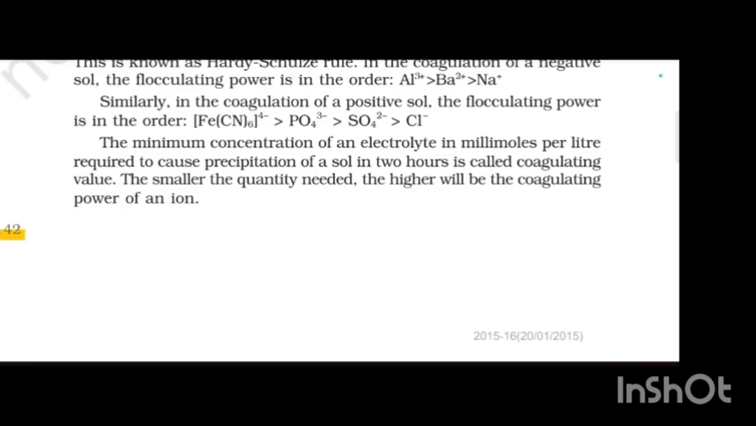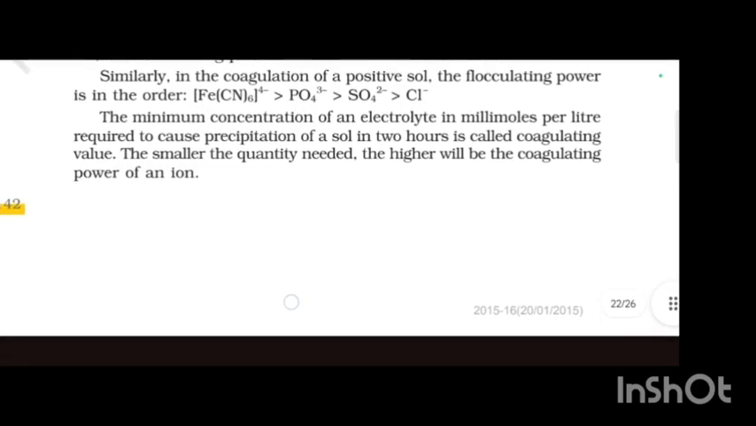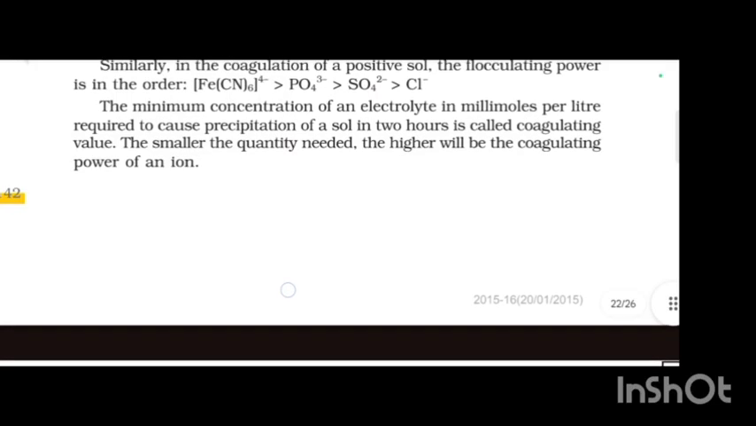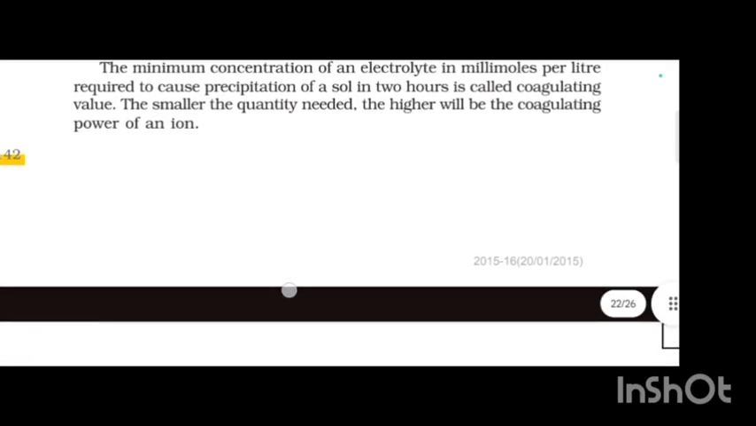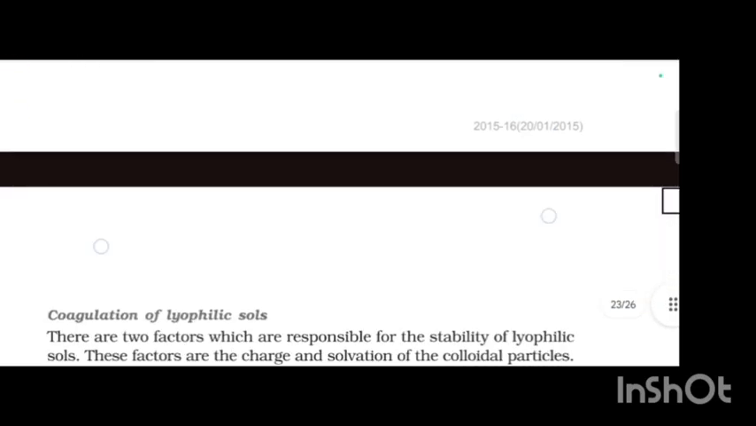Similarly, in the coagulation of a positive sol, the flocculating power is in the order [Fe(CN)6]4- > PO4 3- > SO4 2- > Cl-. The minimum concentration of an electrolyte in millimoles per liter required to cause precipitation of a sol in 2 hours is called coagulating value. The smaller the quantity needed, the higher will be the coagulating power of an ion.